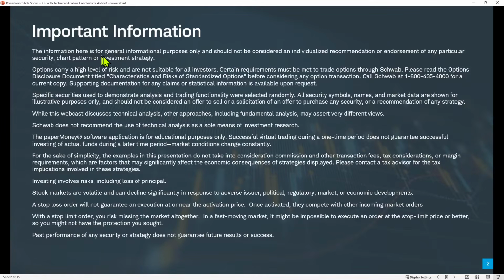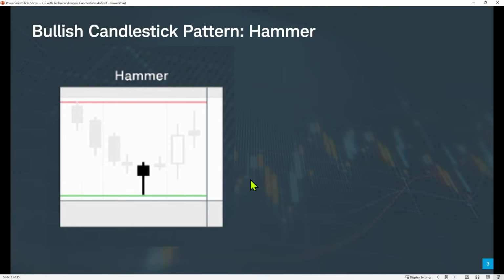Just know before we get into it that everything that we discuss here is for general information purposes only, none of it to be construed as a recommendation. We will look at a couple of examples on the paper money software application on the thinkorswim desktop platform. So without further ado, let's start talking about hammers.